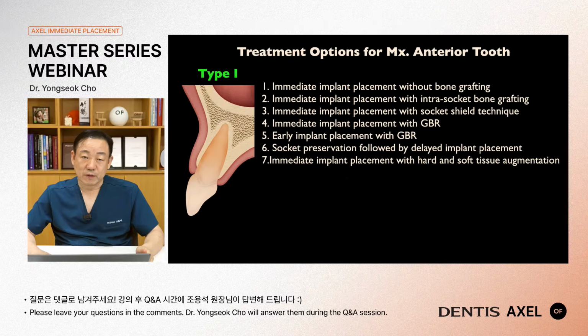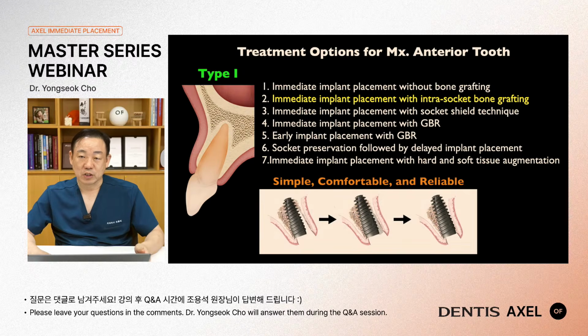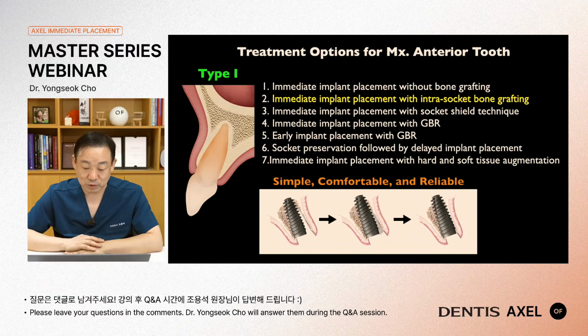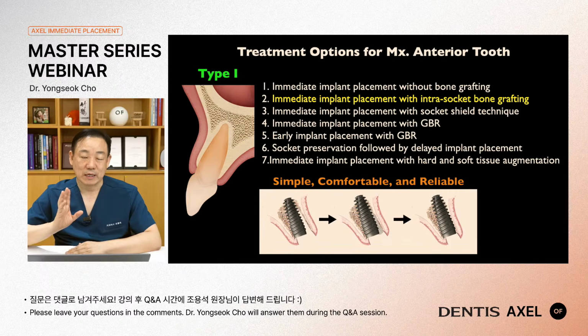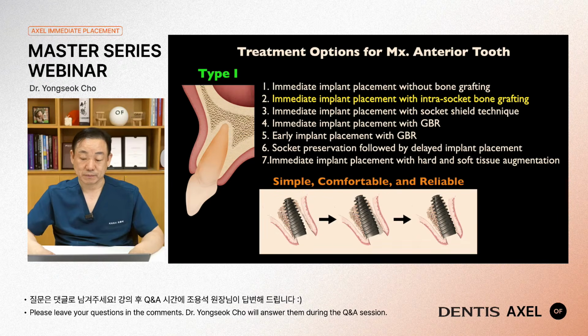I prefer the second treatment option. It is immediate implant placement with intra-socket bone grafting. It is a highly efficient and reliable treatment approach, and it is therefore the most commonly selected option. It is simple, comfortable to place the implant, and the outcome is reliable. So in type 1, maybe many dentists prefer treatment option number 2.